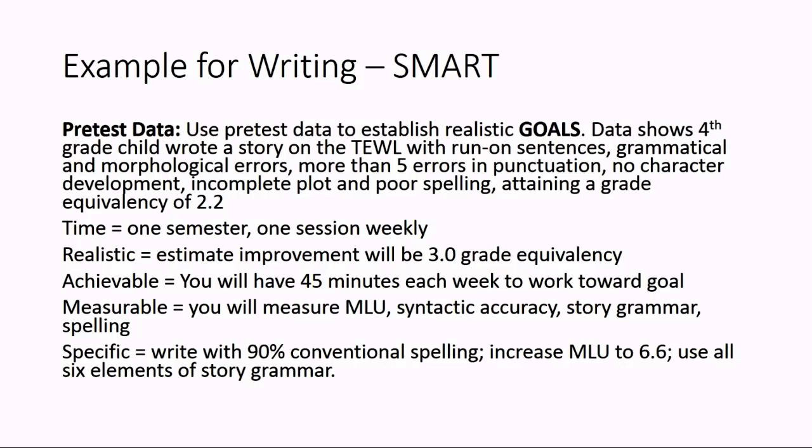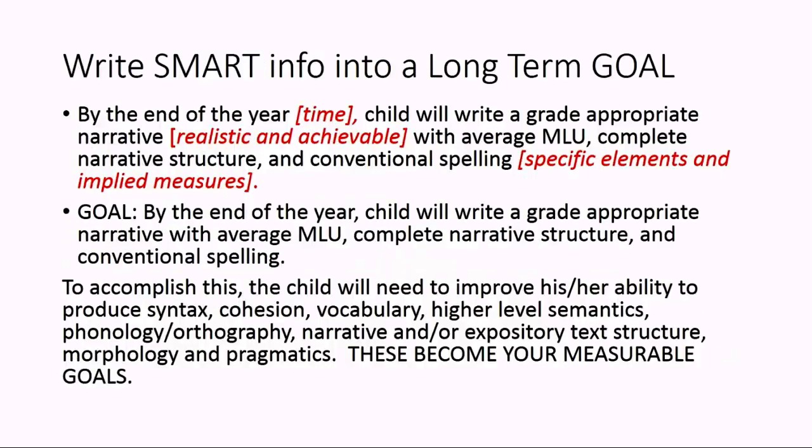Achievable: you'll have 45 minutes each week to work toward the goal. Measure: you will measure MLU, syntactic accuracy, story grammar, and spelling. Specific: write with 90% conventional spelling, increase MLU to 6.6, and use all 6 elements of story grammar. So those are an example.